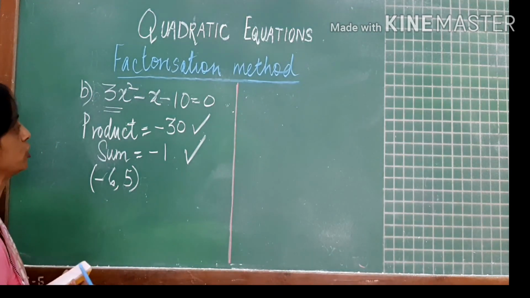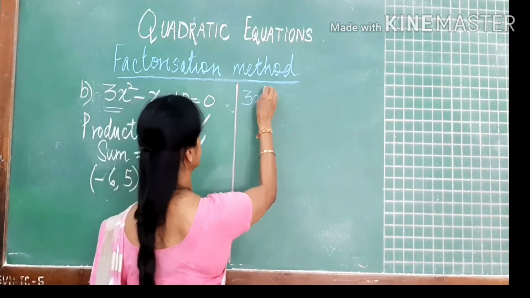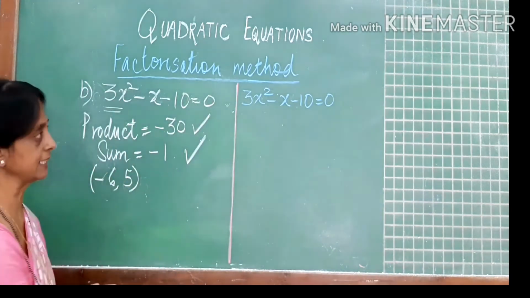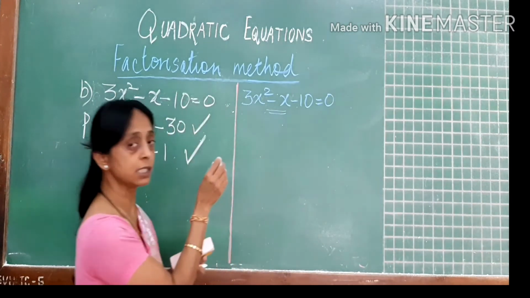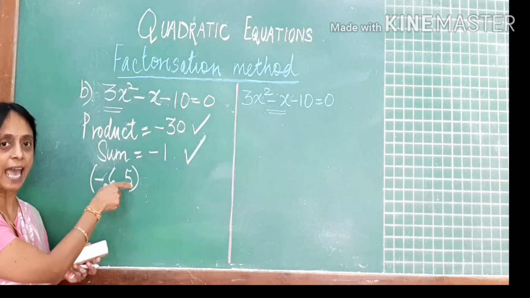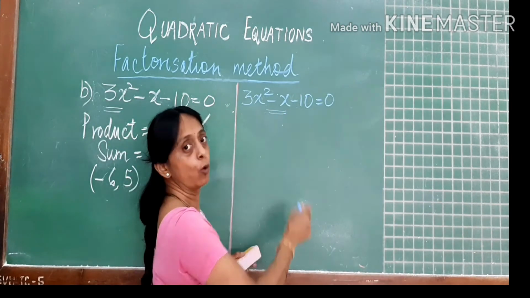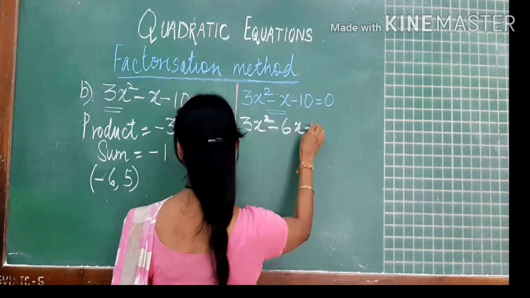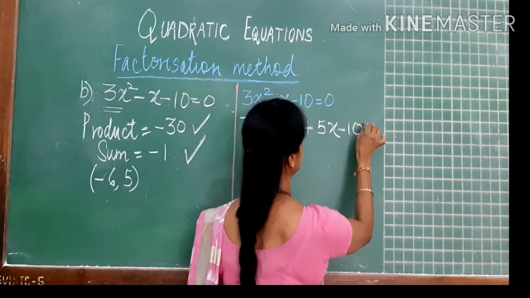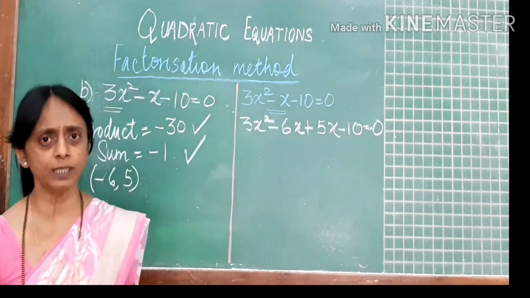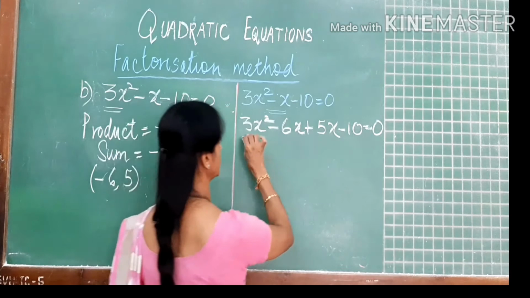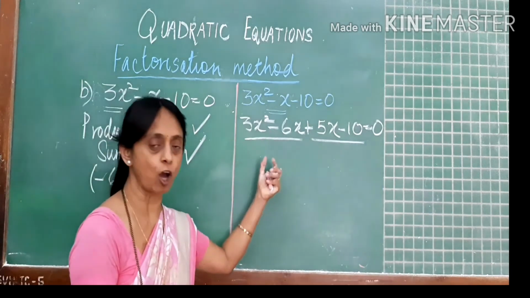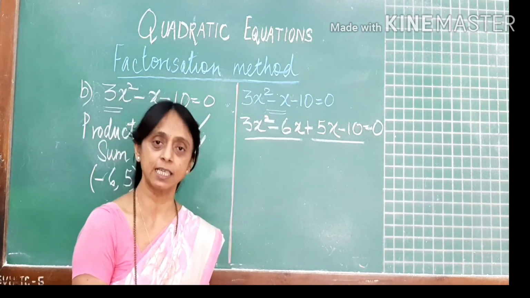So let's continue with the problem, children. I'll write the problem again. 3x squared minus x minus 10 is equal to 0. What do we do next? The middle term now is split up into two numbers, minus 6 and 5, to get minus 1. So let's solve it, children. 3x squared minus 6x plus 5x minus 10, which is equal to 0. What do we do next? Pair the first two, pair the last two. Next, what do we do? Find out what is common, remove it out, and inside the bracket goes the uncommon terms.